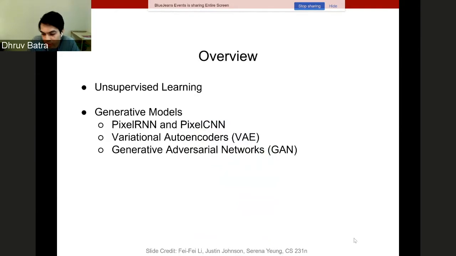The goal for today is we'll look at unsupervised learning, and the overall goal for this module is we'll get at a few generative models, pixel RNNs and pixel CNNs today, and variational autoencoders over the next couple of lectures, finally culminating in generative adversarial networks, or GANs, which you may have heard a lot about.